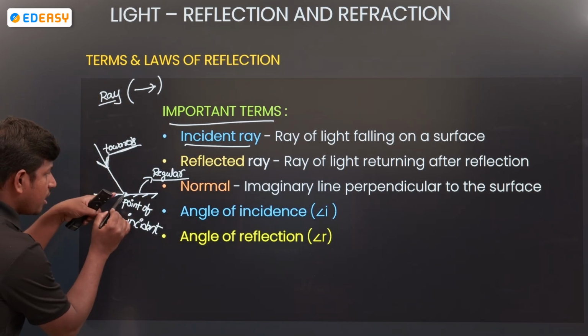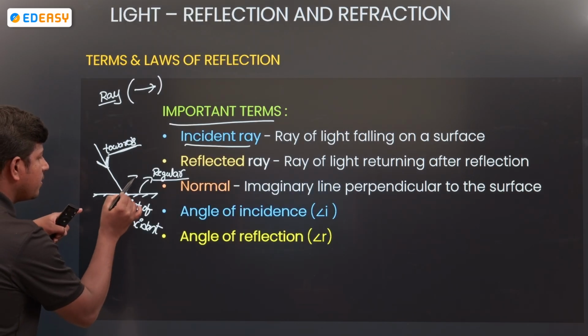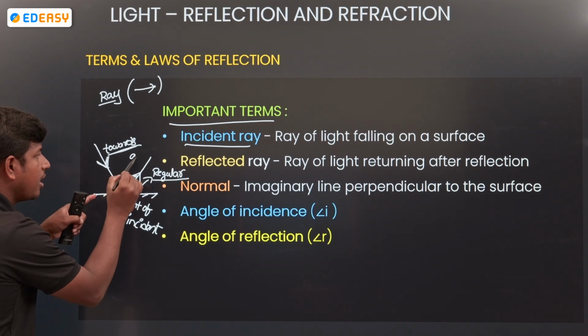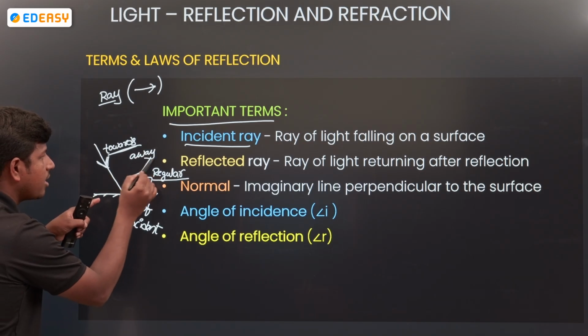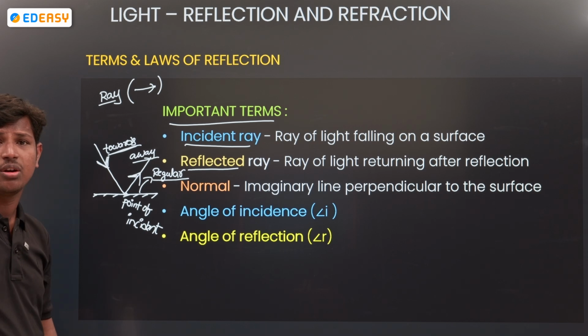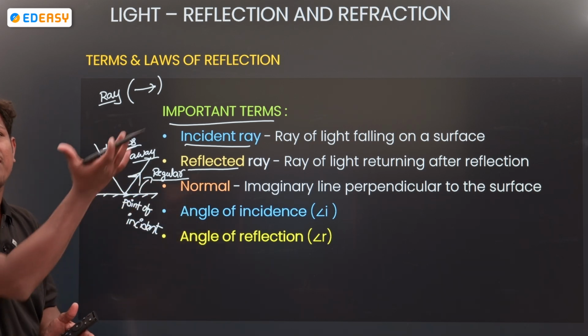After striking the point of incident, see the ray direction, away from the mirror. So away from the mirror we call it the reflected ray. Understand that? Two rays: incident ray towards the mirror, reflected ray away from the mirror.